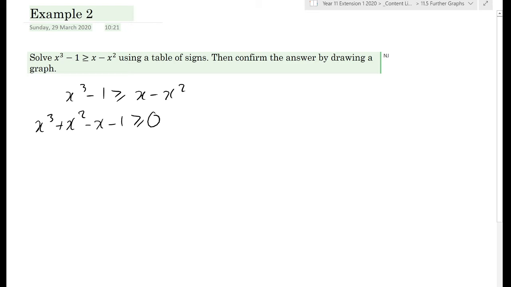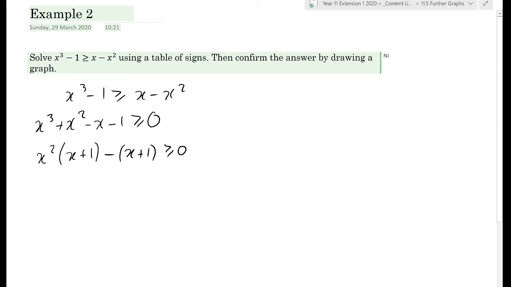Okay, so now we say to ourselves, well, what do we do next? Well, I'm going to factorize this. So factorizing the first bit, x cubed and x squared, x squared is in common, and that leaves me with x plus 1. Minus x and minus 1, well, the common factor is negative 1, so the negative comes out, and that leaves me with x plus 1 on the inside, and that's greater than or equal to 0.